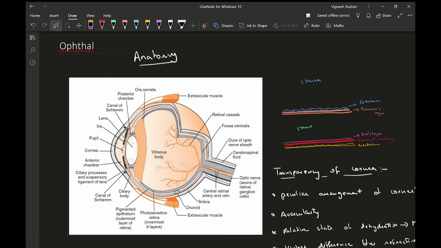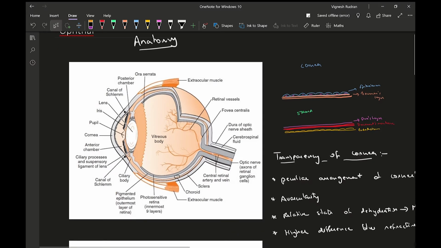Guys, in this video we'll be looking at the anatomy and physiology of the eye. So first we're talking a little bit about the external anatomy of the eye. You have your eyelids and then you have your lacrimal gland. All those topics I'll talk more in detail when I cover the pathology of those parts. So we'll go straight into the anatomy of the eyeball.